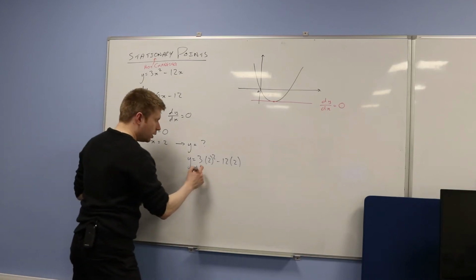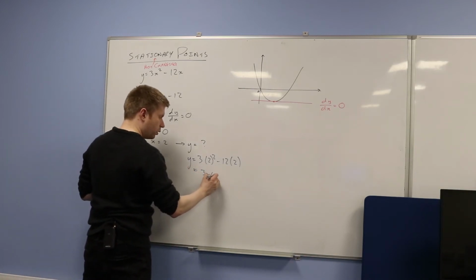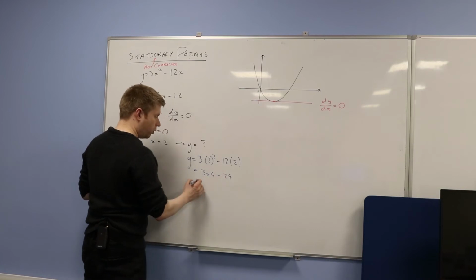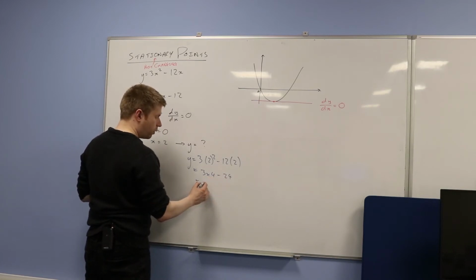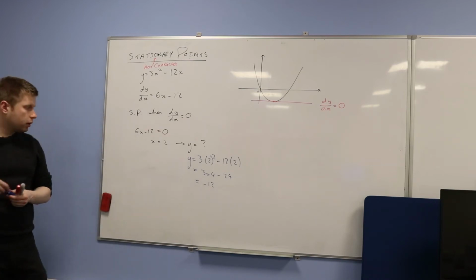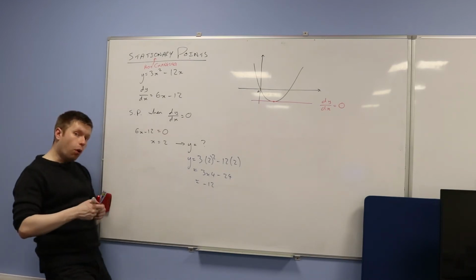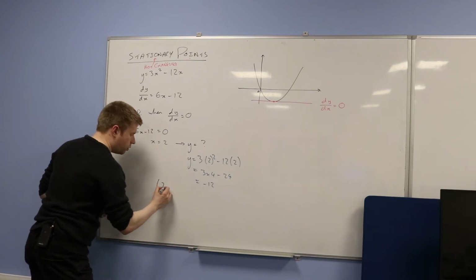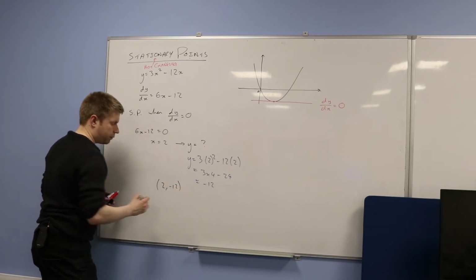Okay, so let's work it out. So 3 times 4 minus 12 times 2, that's 24. So I get 12 minus 24, that's going to be equal to negative 12. You all happy with that? Okay, good. So therefore my stationary point is going to be (2, negative 12).